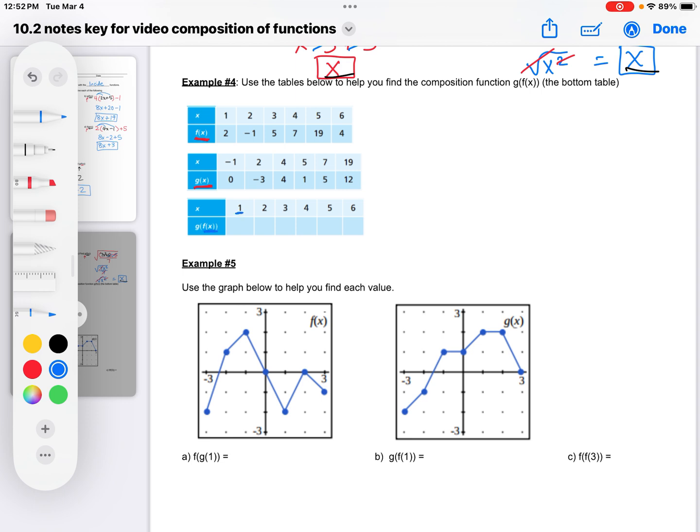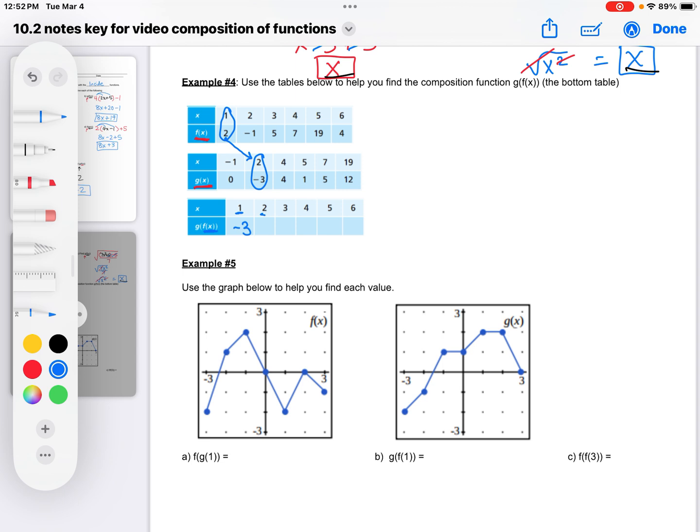My input is 1, so I'm going to go up to my f table and look at my input of 1. When my input is 1, I get an output of 2. So now I need to find that 2 as the input for g. So that means I go here, and its output is -3. So that's what goes here. Okay, let's try that again.